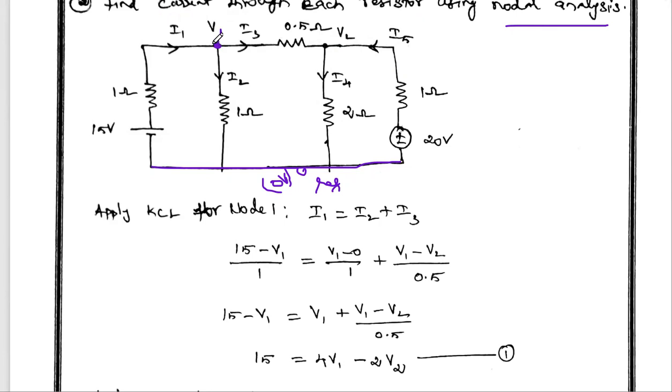So for this node 1, what is KCL? KCL means for any node, the sum of incoming current is equal to the sum of outgoing current. So you see for this node, which one is the incoming current? I1. The current flowing through this 1 ohm resistor is I1. I1 is incoming, incoming means entering current.